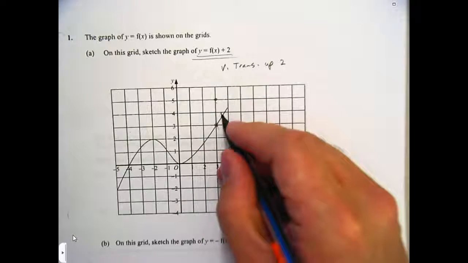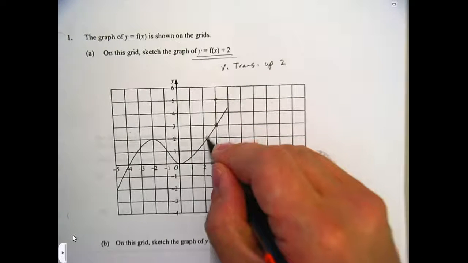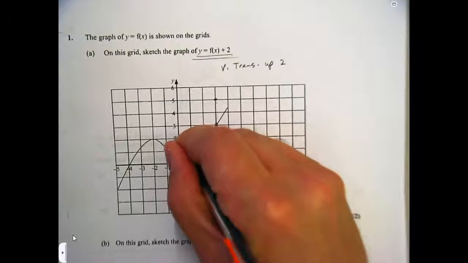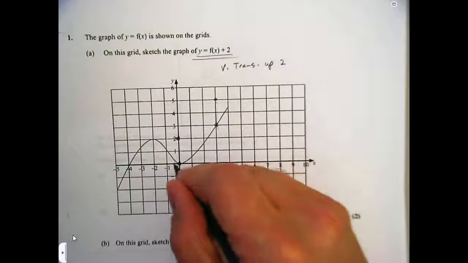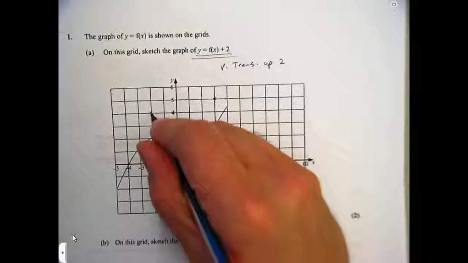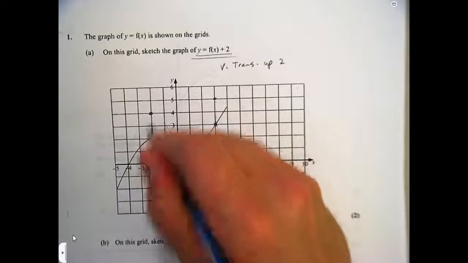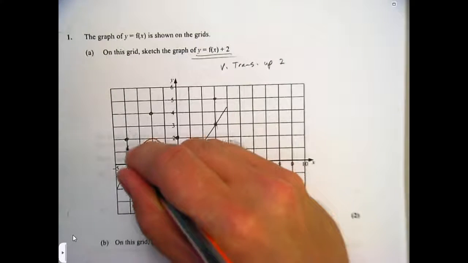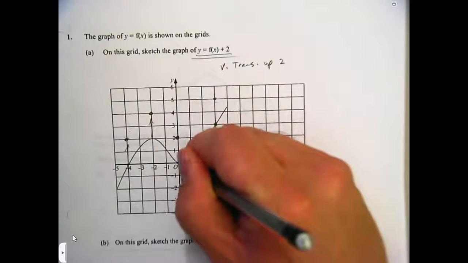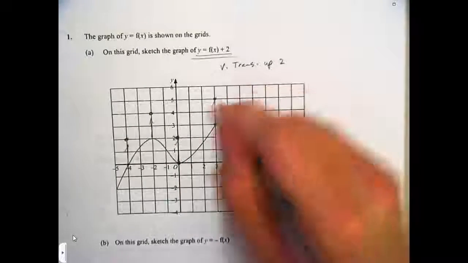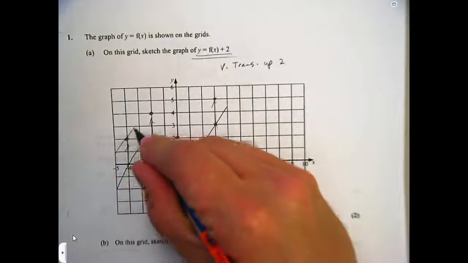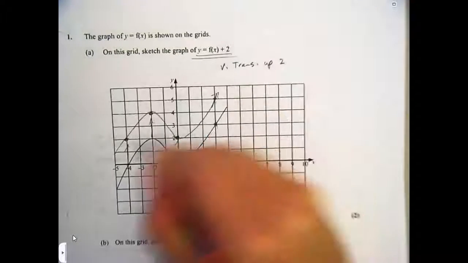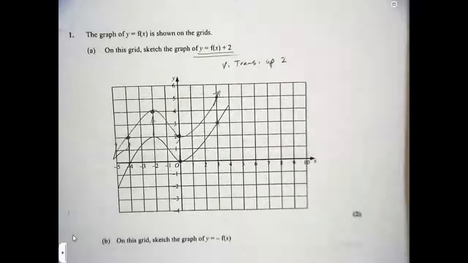I am finding another perfect point. Everyone find another perfect point. Good. 0. Where's that one go to? 2. I'm finding another perfect point. Negative 2. Let's bring it up 2. Good. And bring it up 2. So all of these points have slid or translated up 2. You now trace your new graph. That's how that changes that function.